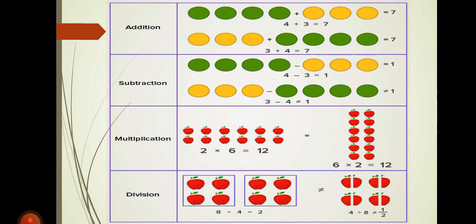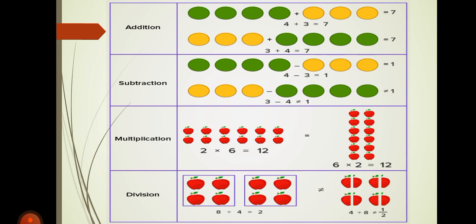In addition, when we add 4 green balls and 3 yellow balls, we get 7. If we reverse the order, that is we put 3 yellow balls first and then we add 4 green balls to it, then we get the same answer, which is 7. For subtraction, which is another operation, we subtract 3 yellow balls from the 4 green balls, we get 1 as the answer. But if we subtract 4 green balls from 3 yellow balls, we get negative 1. So which is not the same. So this commutative property for subtraction doesn't hold true.